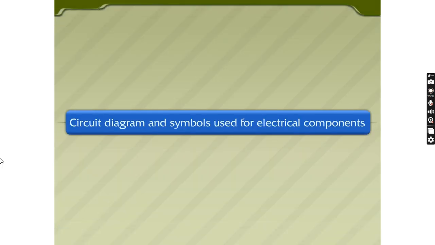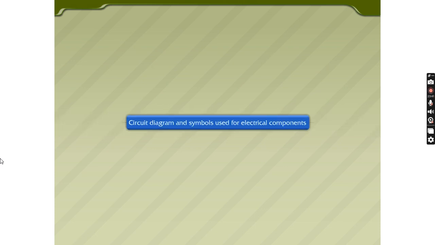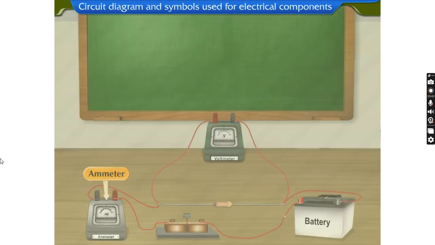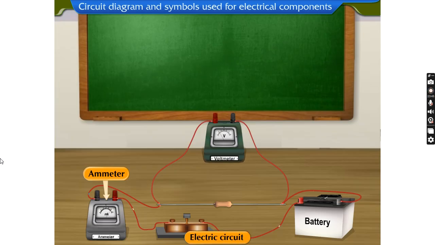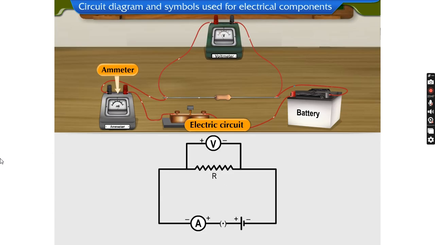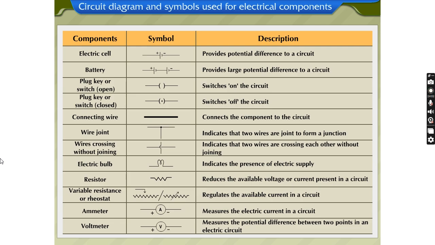Circuit diagram and symbols used for electrical components. An electric circuit can be represented by means of a simple diagram called the circuit diagram. An electric circuit basically comprises a cell or a battery, a plug key, connecting wires and electrical components. In a circuit diagram, various components of the circuit are represented by their standard symbols such as an electric cell.